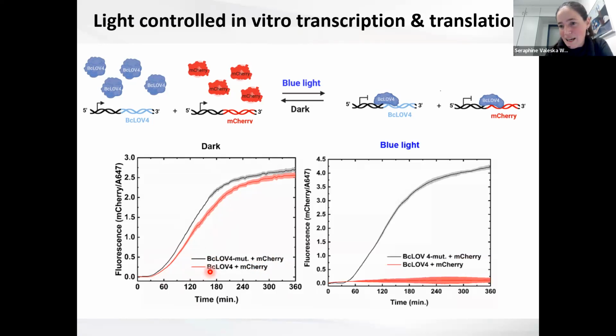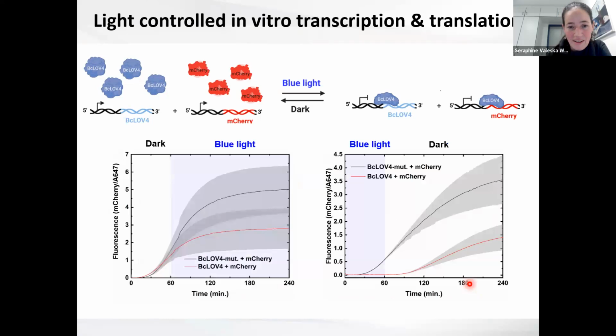But interesting things happen when we do the same experiment under blue light, and you can see that we completely inhibit mCherry production in this scenario. And so we seem to globally shut down the protein production in this scenario, and we have looked into this mechanistically, and it seems to be that both transcription and translation are globally inhibited with BCL4 under blue light.